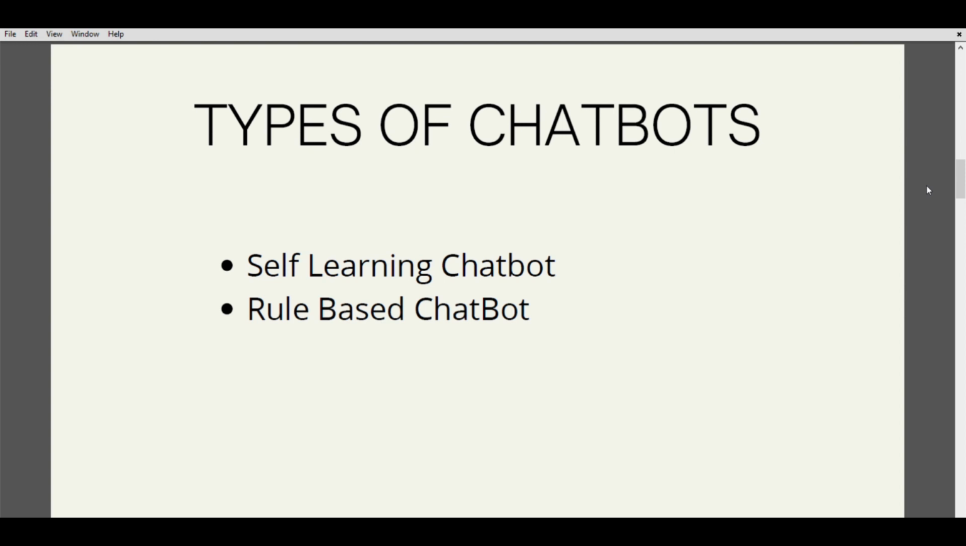Let us see the different types of chatbots. There are two types of chatbots. The first is self-learning chatbot and the second is rule-based chatbot. In self-learning chatbot, the chatbot learns from the inputs of the user, and in rule-based chatbot, the chatbot works on a few rules which are predefined.